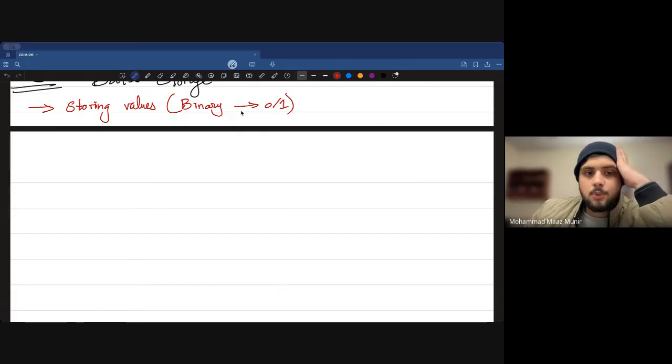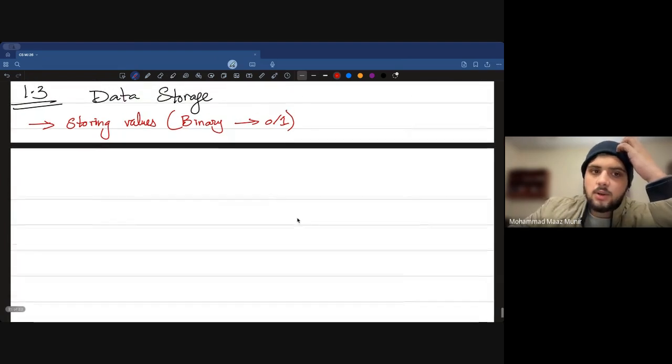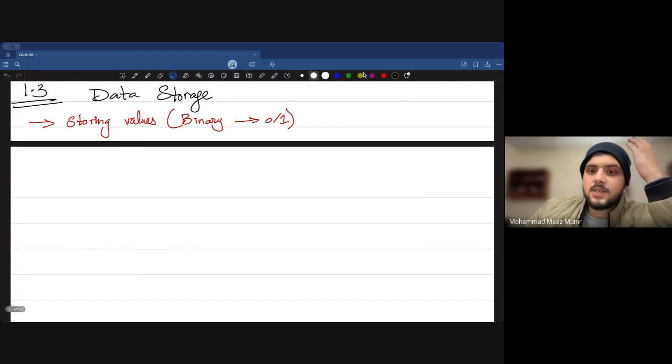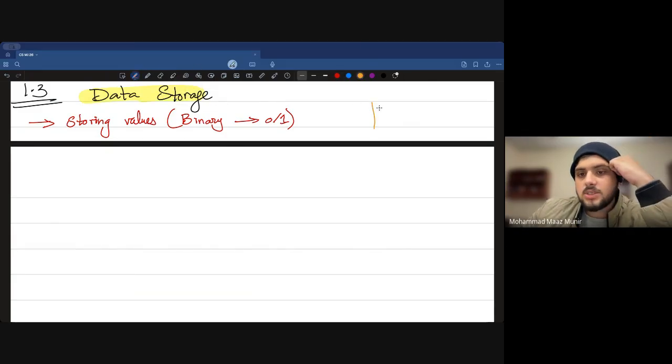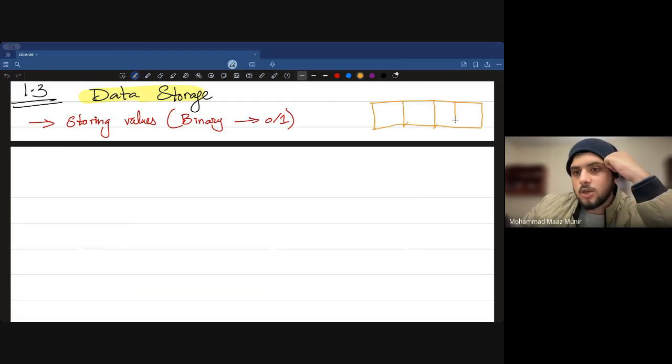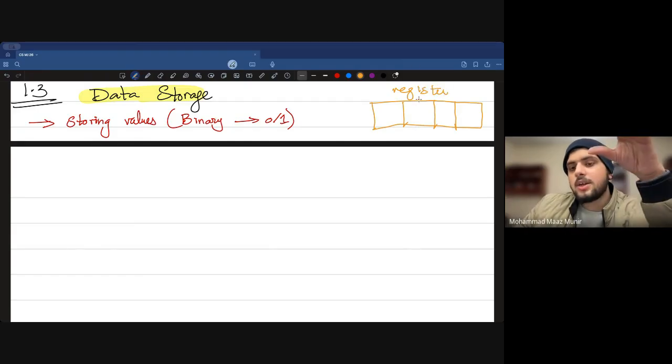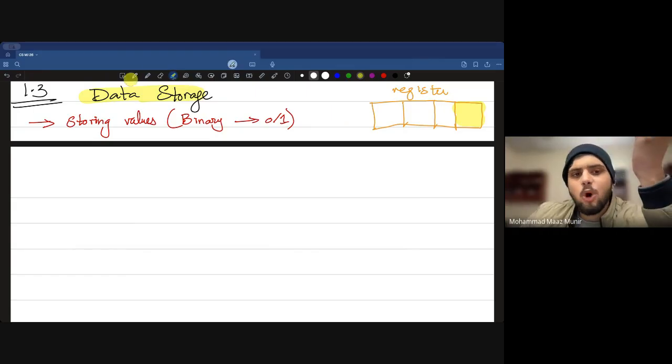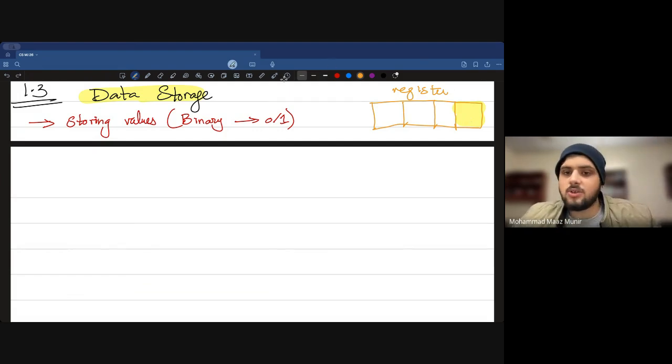So now, how does a computer store all this? For that reason, we have to look into the topic of data storage, where we're going to observe how data is stored in your computer. When we were starting chapter number 1, we studied the concept of a register, right? We studied how a register is a box like this, which can store data. Now, in your register, this one box is the smallest slot within your computer memory. It could either have the value 1 or the value 0.